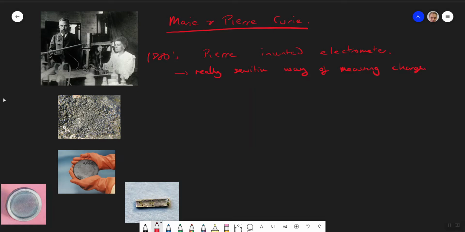Now, what they didn't know at the time, but obviously we might know, is that radioactive radiations, alpha, beta, gamma, alpha and beta particles are charged themselves, but they all create ions because of their ionizing power. So what you get from this is you do get charge being detected around radioactive substances.